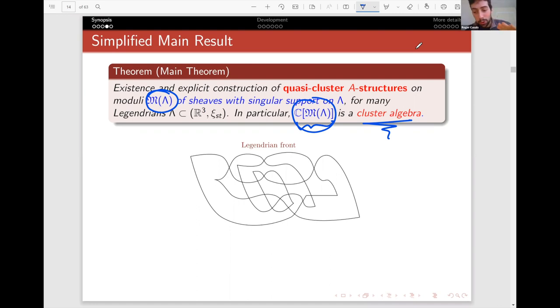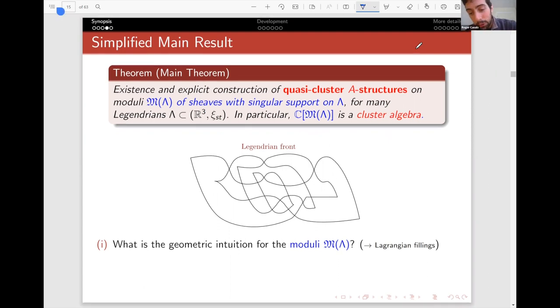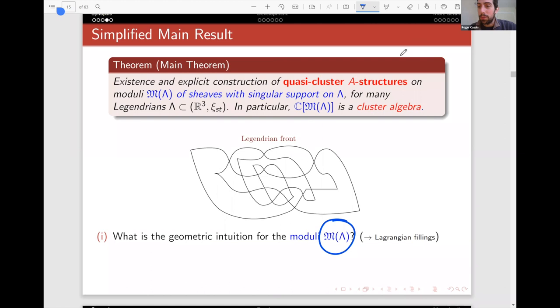So very shortly, I'm going to try to get to the following points. What is the geometric intuition for this moduli space M lambda? Like, how does it pop up if you're not doing sheaves, just studying symplectic geometry? The answer is this moduli space is going to be parametrizing Lagrangian fillings, in a precise sense. If you have an embedded exact Lagrangian filling for your Legendrian, that's going to give you a chart, if you end up with a local system, a point in that moduli space. So that's really what's happening.